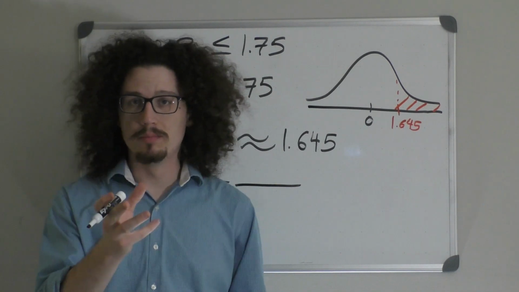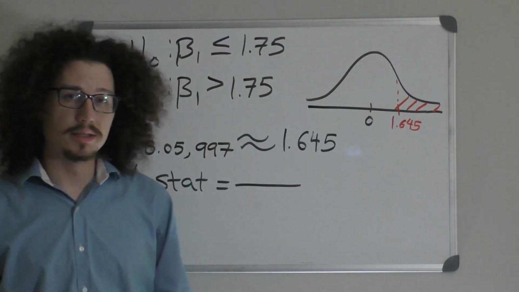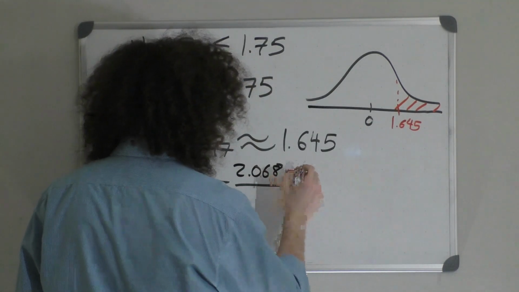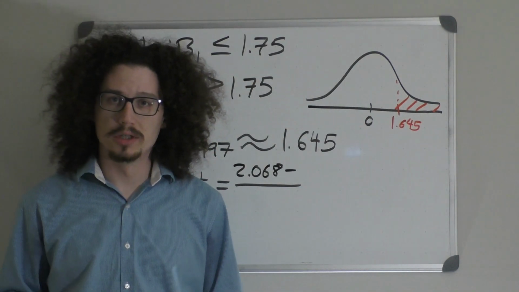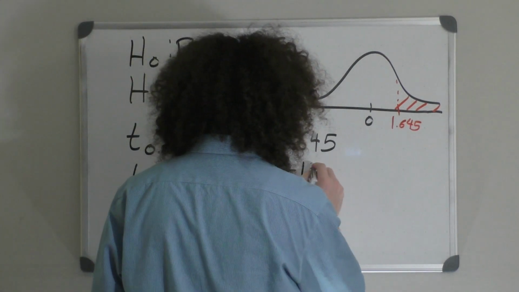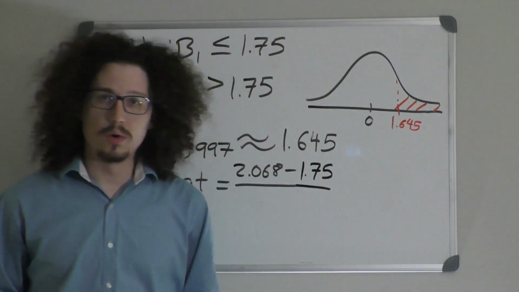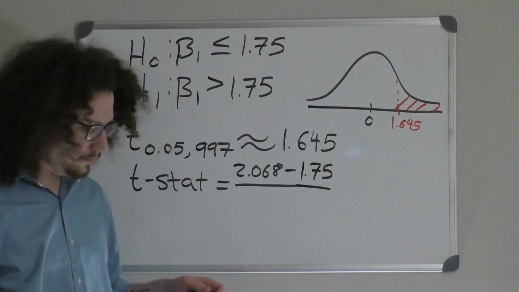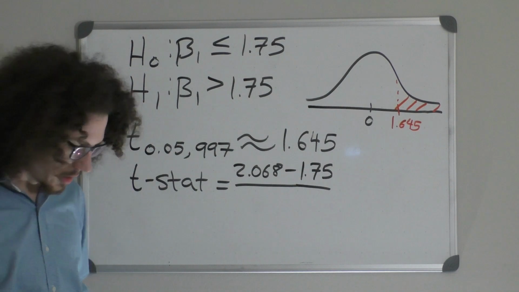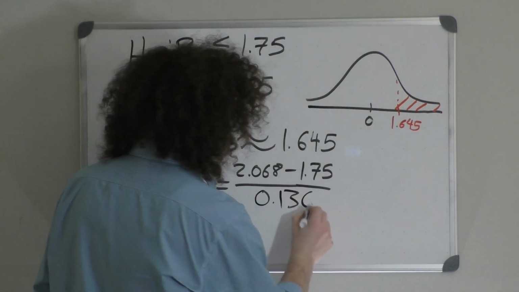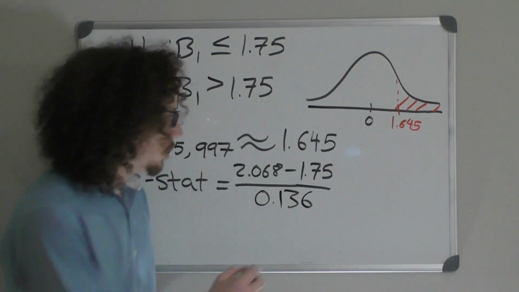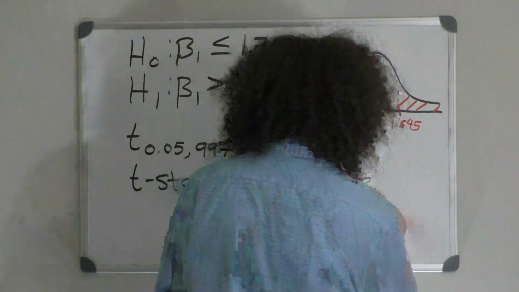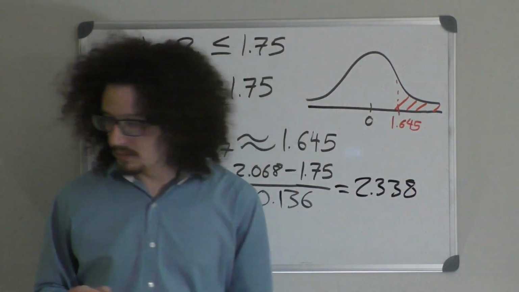So our test statistic, once again, in the numerator, we're going to have our B, whatever B is, B1 in this case, so 2.068, minus our arbitrary constant, which is 1.75. Then we're going to divide by the standard error for our B1. So the standard error of B1, that is 0.136. Once we punch this all into the calculator, we're going to get a final answer of 2.338.